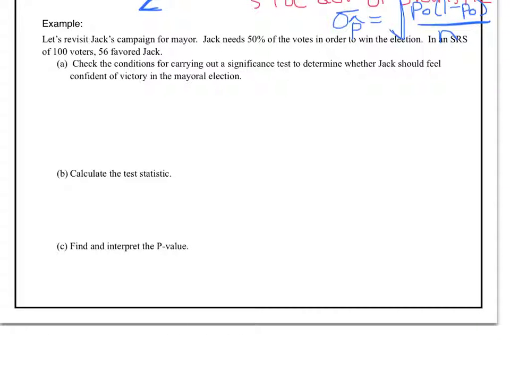So let's look at this example as we revisit Jack's campaign for mayor that we looked at in our activity we did a few weeks ago. He needs at least 50% of the votes in order to win the election. In an SRS of 100 voters, 56 favored Jack. So we need to check these conditions to make sure that we can use a significance test. The first condition is random, and it does say that it's random because it says that it's an SRS.